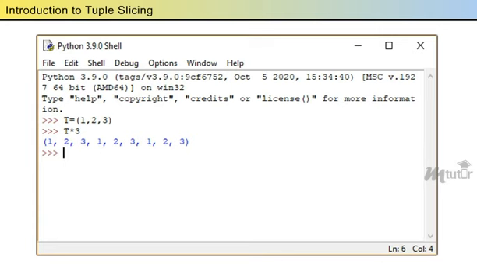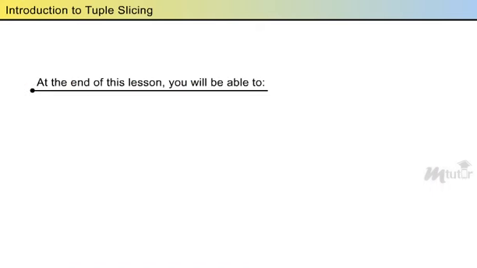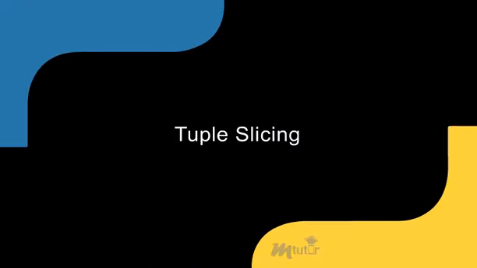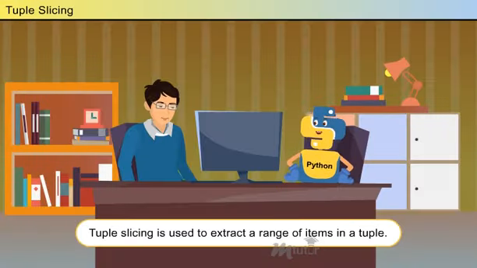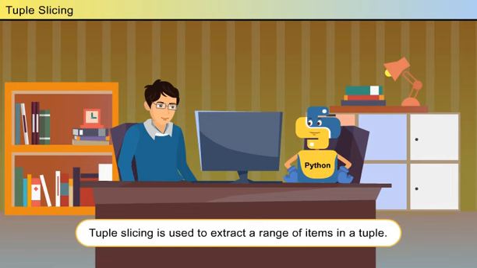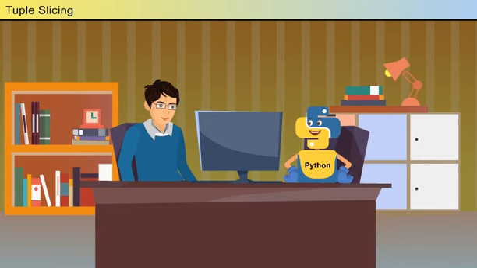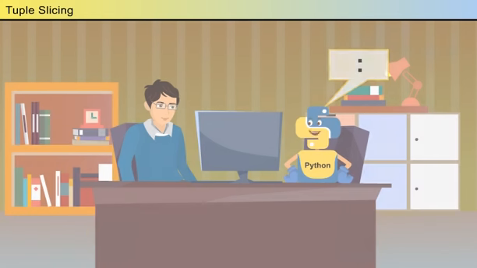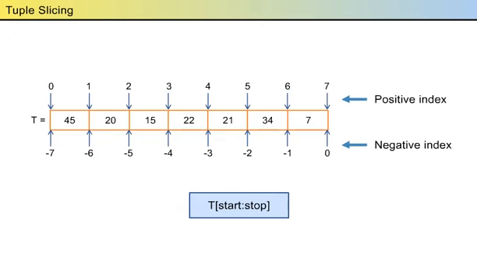Amazing. You remembered it all well, Naveen. Then, today I will teach you what tuple slicing is, and how to use it. Tuple slicing. Tuple slicing is used to extract a range of items in a tuple. This can be done by using the slicing operator, colon. You can use indexes of tuple elements to create tuple slices as per the format shown on the screen.